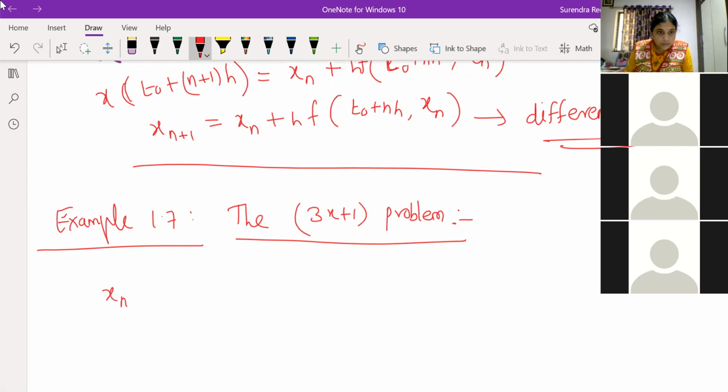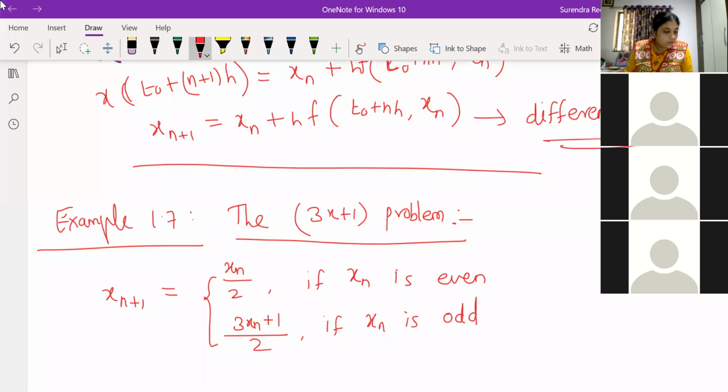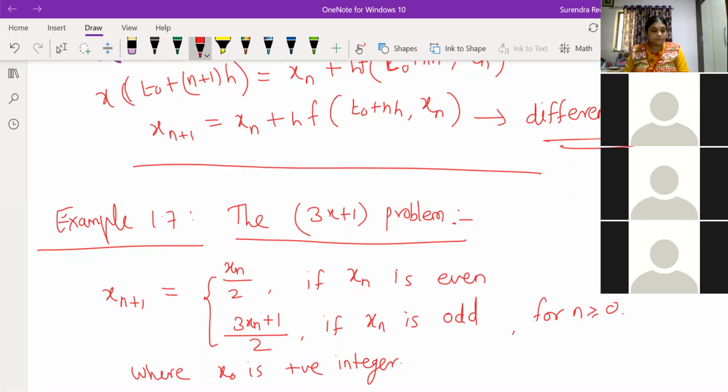I will write that X(n+1) is equal to Xn by 2 if Xn is even, and (3Xn plus 1) by 2 if Xn is odd, for n greater than or equal to 0, where we choose X0 to be a positive integer. So this type of problem is known as the 3x plus 1 problem.